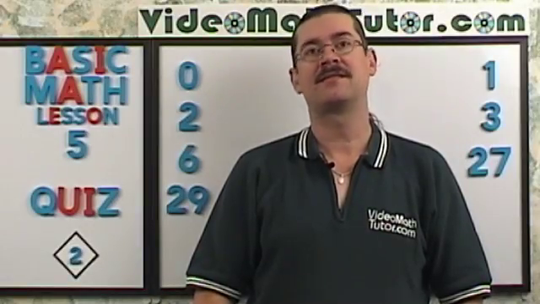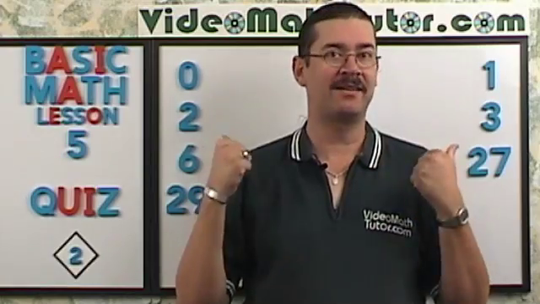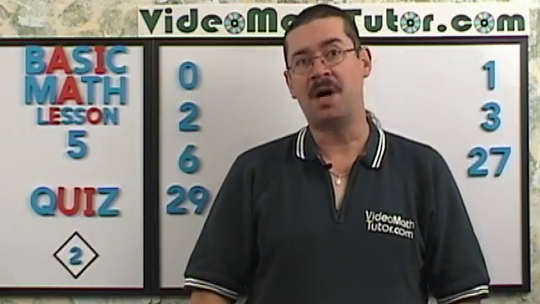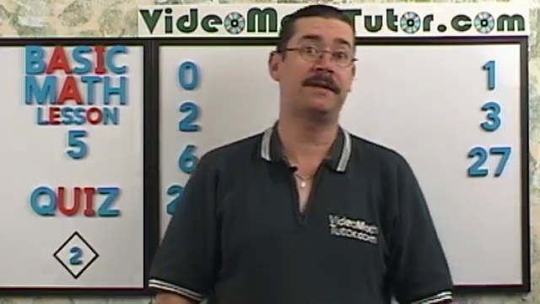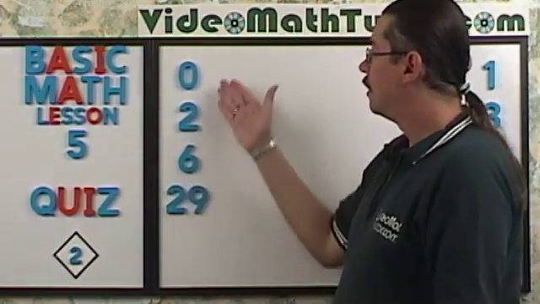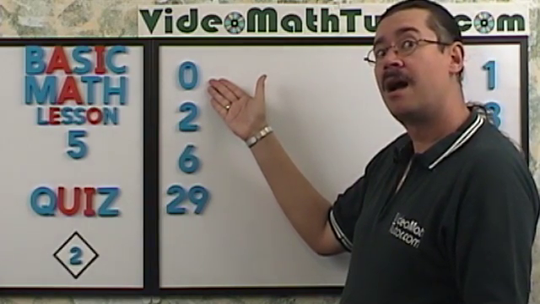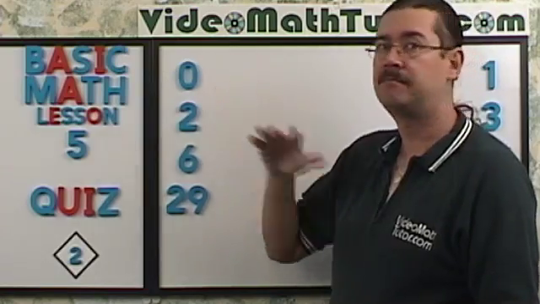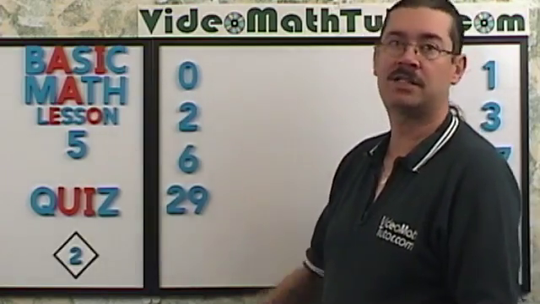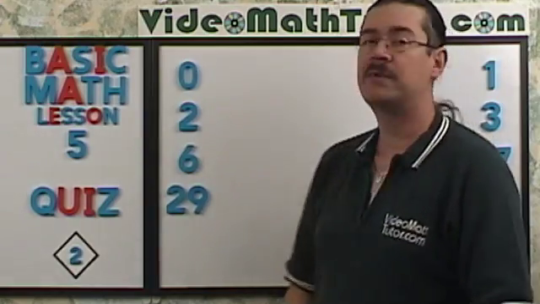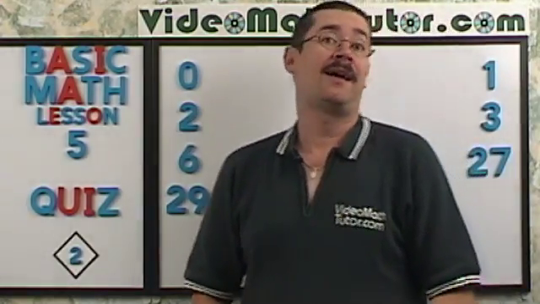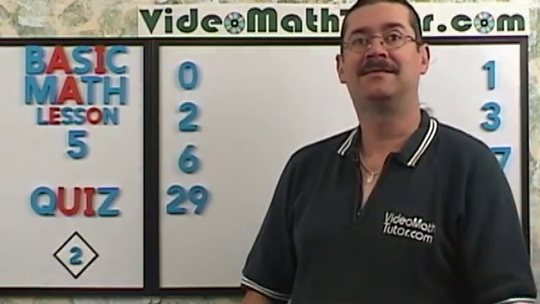Question number 2 asks, are the following numbers right here prime, composite, or neither? Well, let's find out. 0 is going to be neither. It's not prime, not composite. It doesn't follow the definitions of either one of those. 2 is prime. We talked about this earlier. And in fact, it's the only even numbered prime.